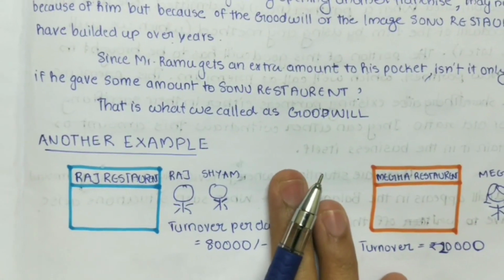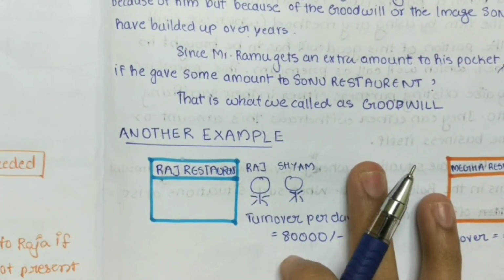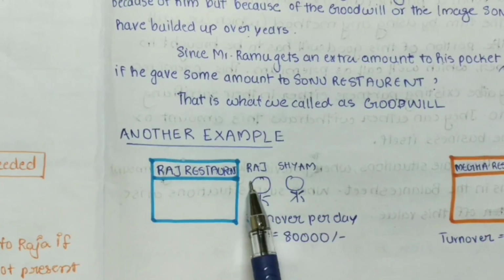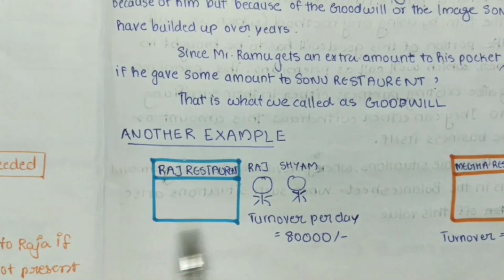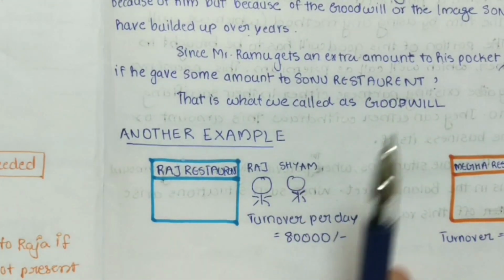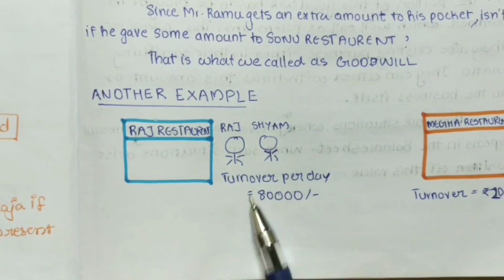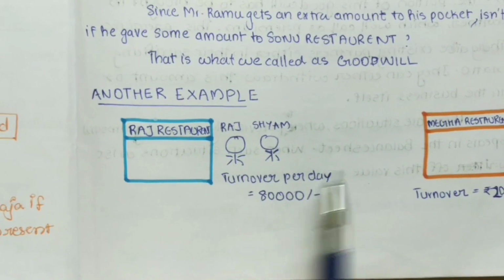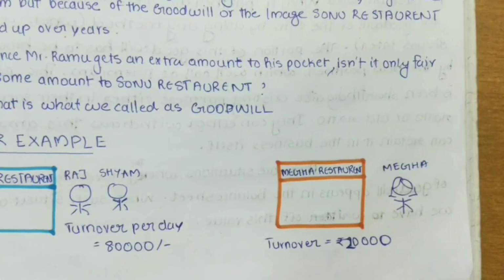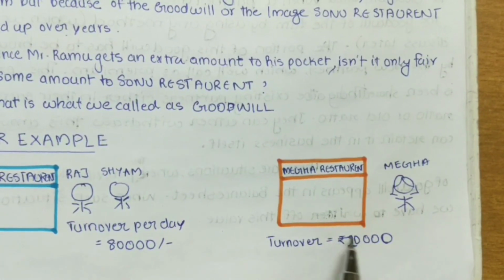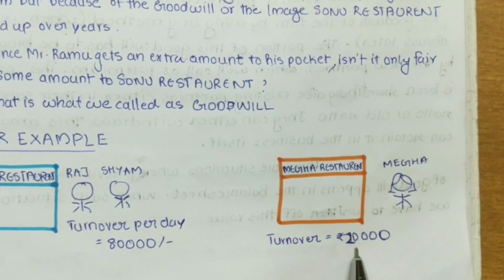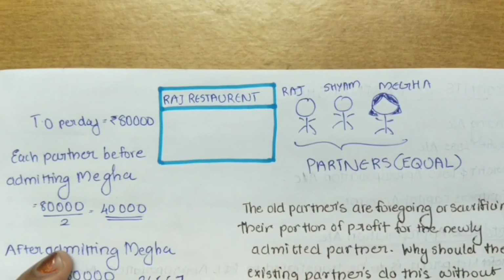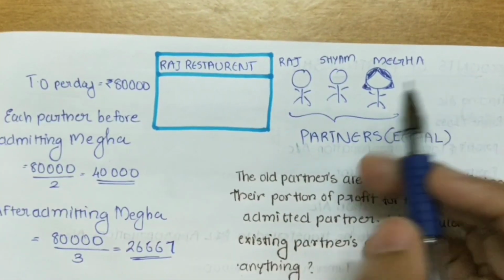Okay, so let's take another example in order to understand the concept of goodwill in depth. Raj and Shyam are partners of a firm, Raj restaurant. They have already started Raj restaurant, and it has already built up its own goodwill and image. So per day they get a turnover of rupees 80,000. Megha was their friend, but Megha thought to start a Megha restaurant, a newly started restaurant, and she gets a turnover of rupees 20,000.